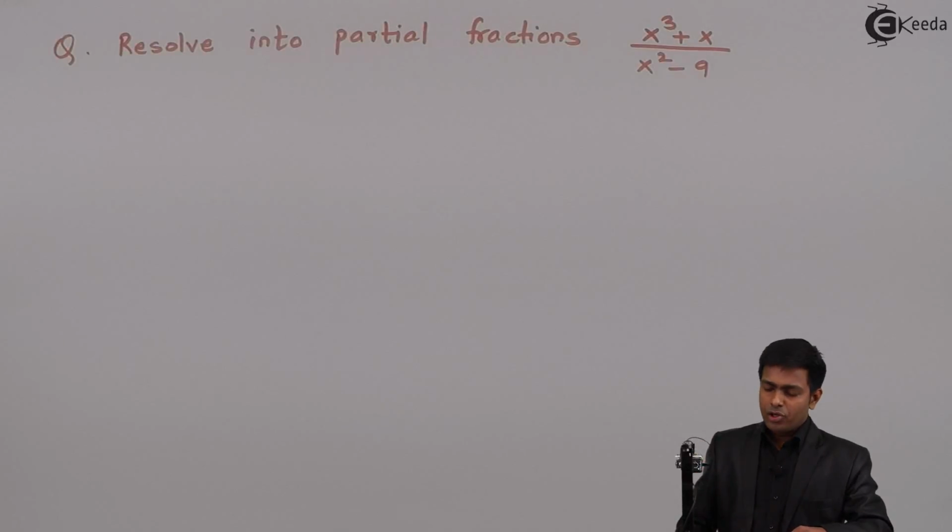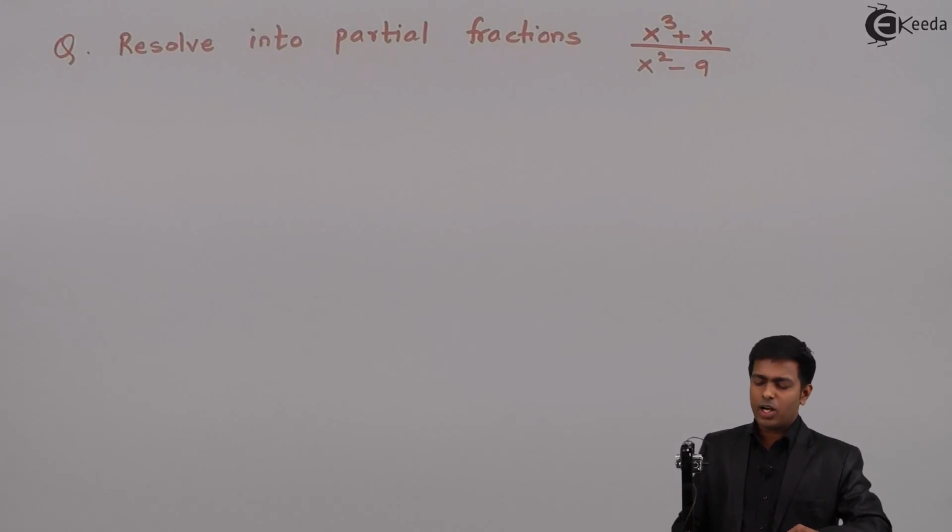Hello everyone. So here in this problem we have to find out the partial fraction for x cube plus x upon x square minus 9.